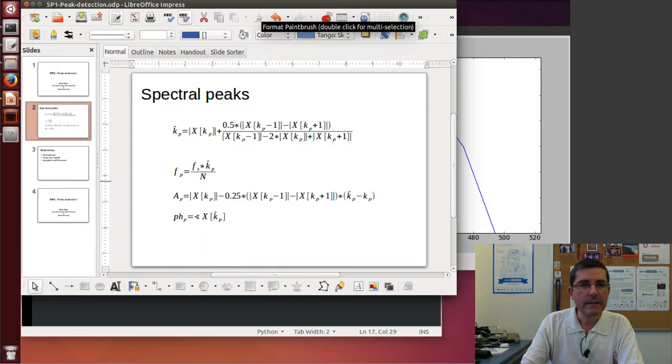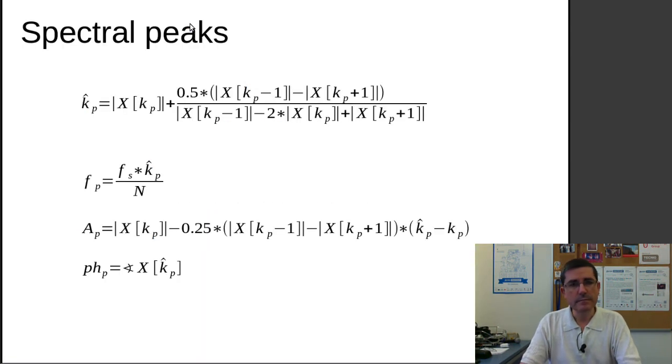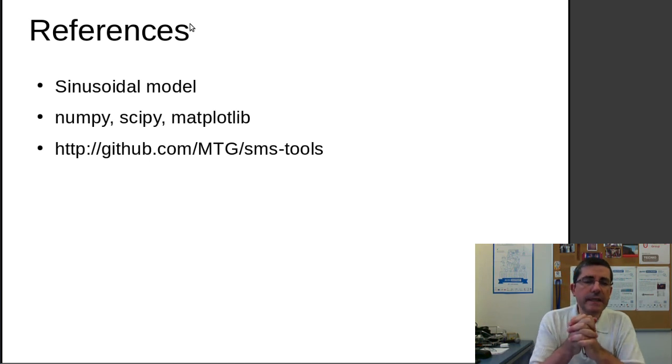Okay, let's go back to the slides. And okay, so we have been using the sinusoidal model and part of it, the concept of peak detection, and using some of the packages of Python, NumPy, SciPy, Matplotlib, and some of the functions available in the SMS tools package, we have been able to measure the spectral peaks of a sound.